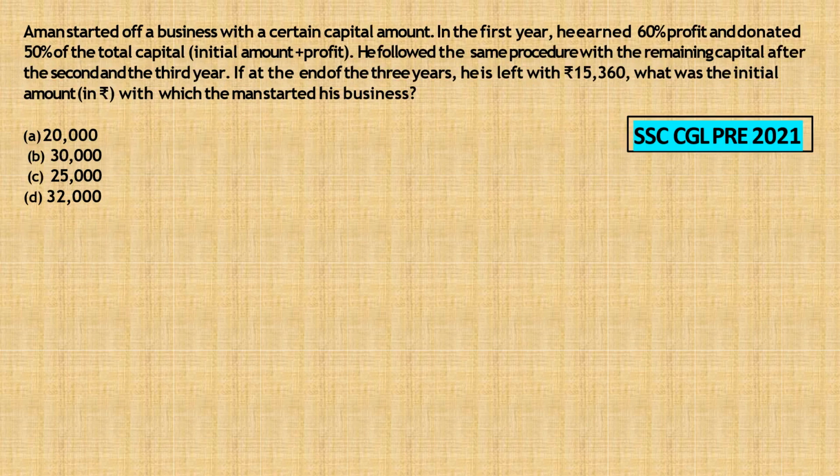Aman started off a business with a certain capital amount. In the first year he earned 60% profit and donated 50% of the total capital, that is the initial amount and profit. He followed the same procedure with the remaining capital after the second year and the third year. At the end of the 3 years, he is left with 15,360. What was the initial amount with which the man started the business? You need to find the initial amount.